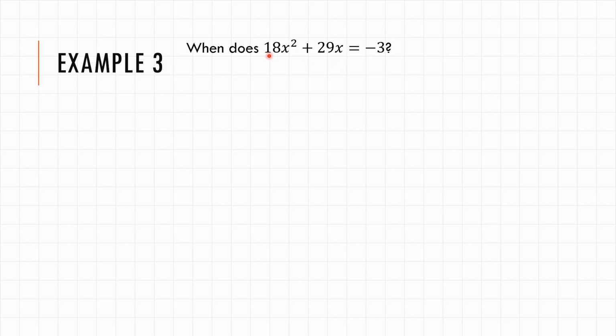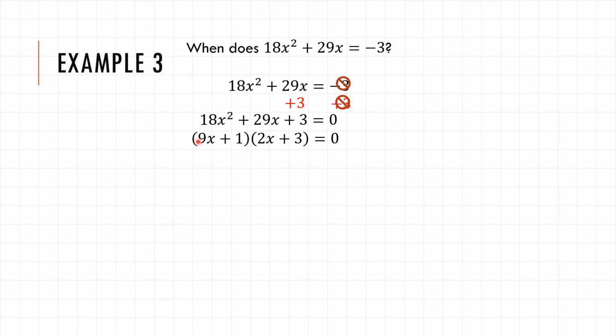In this example, I'm going to see when does 18x squared plus 29x equal -3? Well, for any quadratic, the way we make sure that we solve it is we have to make one side equal 0. So I'm going to get rid of -3 by adding 3 to both sides. And that makes it equal 0. Now, I'm going to skip a lot of steps here, but basically through decomposition, I can find out that this equation factors into 9x plus 1 times 2x plus 3.